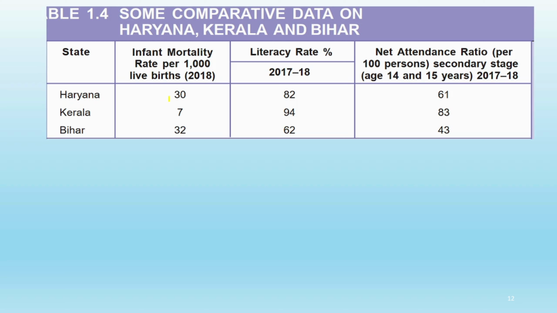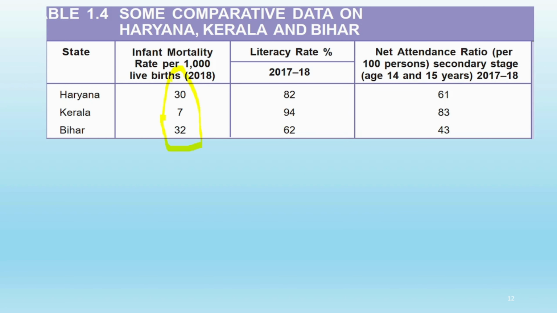But in case of Kerala, only 7 children are dying before reaching their first year. But in the case of Bihar, 32 children are dying before completing the first year. Carefully analyze these 3 numbers. In Haryana, 30 children are dying before completion of 1 year. In Kerala, only 7 are dying before completion of their first year. In Bihar, 32 are dying before completion of the first year.